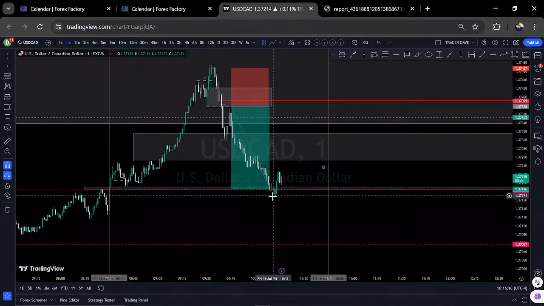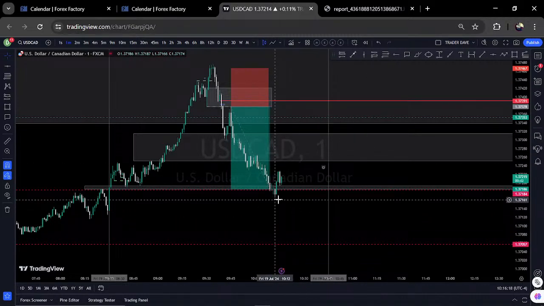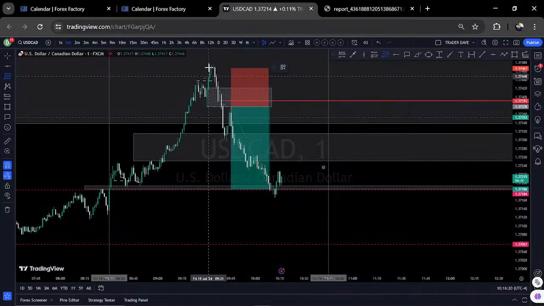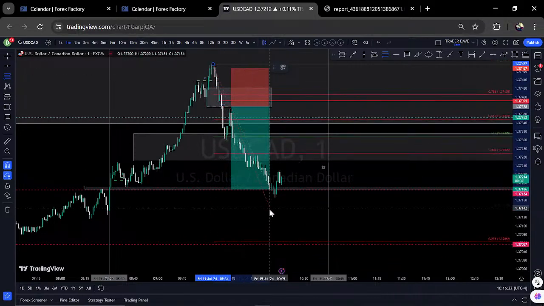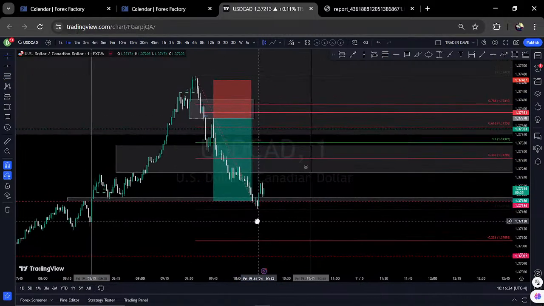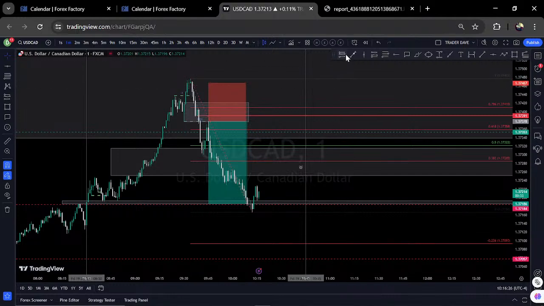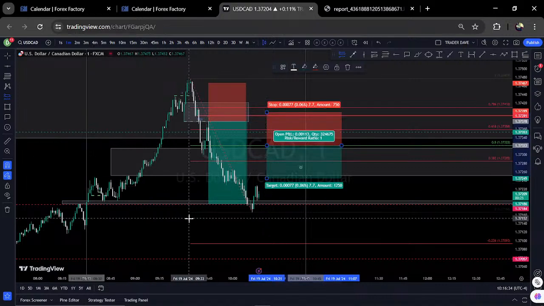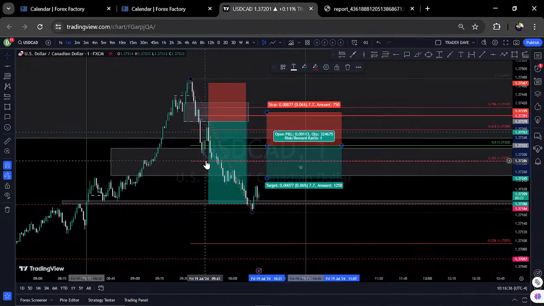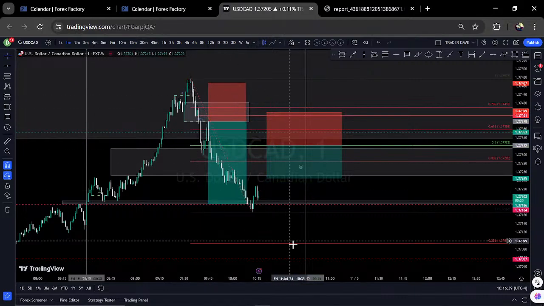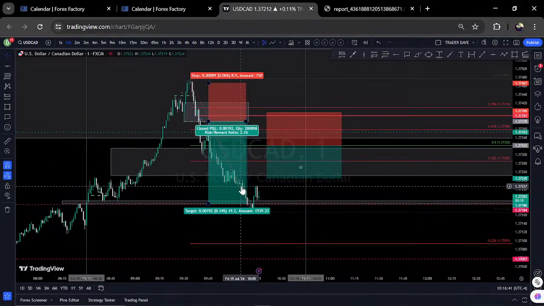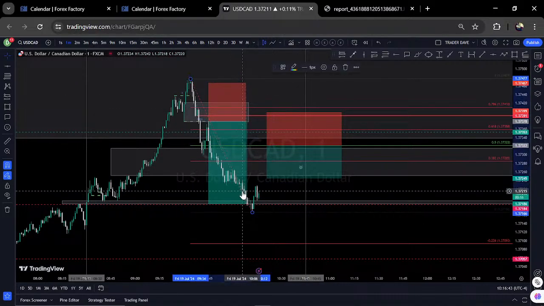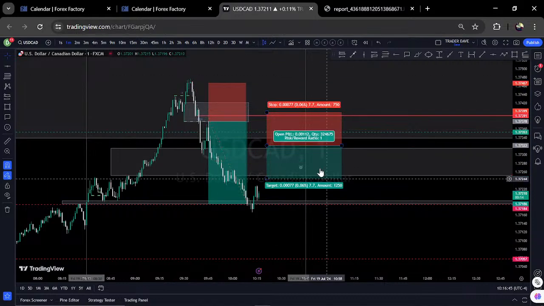I think the retracement has started. So let me take a Fibonacci points. This is a 50%. This is 50% of it.